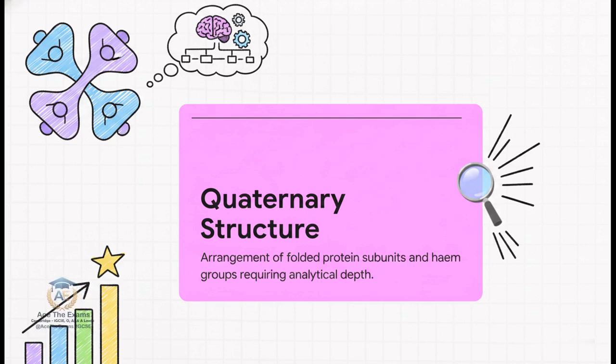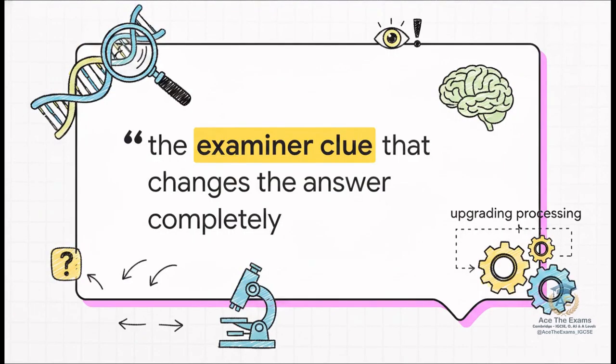To snag those top marks, you've got to apply a systematic framework to this definition. You have to explain exactly how that specific arrangement dictates its function in whatever scenario the exam paper throws at you. I want you to keep watching because missing this framework means you'll completely miss the subtle clues examiners hide right in the stimulus materials. In just a moment, I'm going to show you the specific examiner clue that changes your answer entirely, a detail so incredibly small that most students just read right past it.